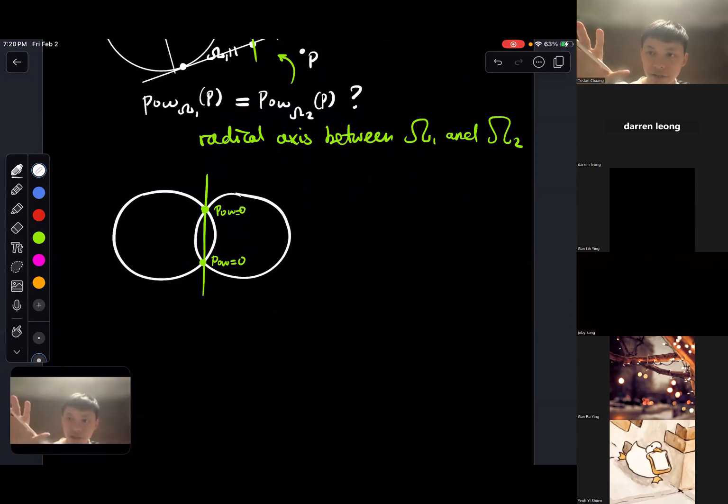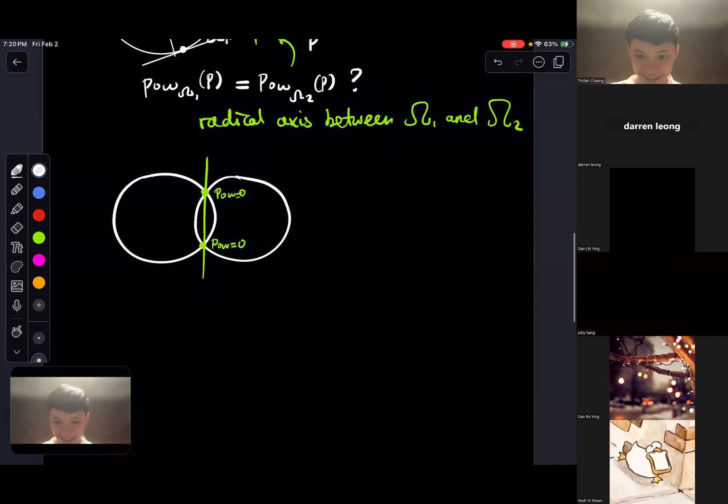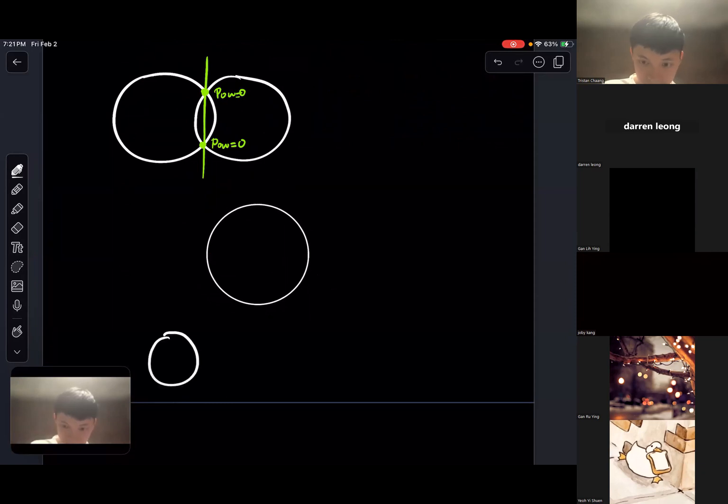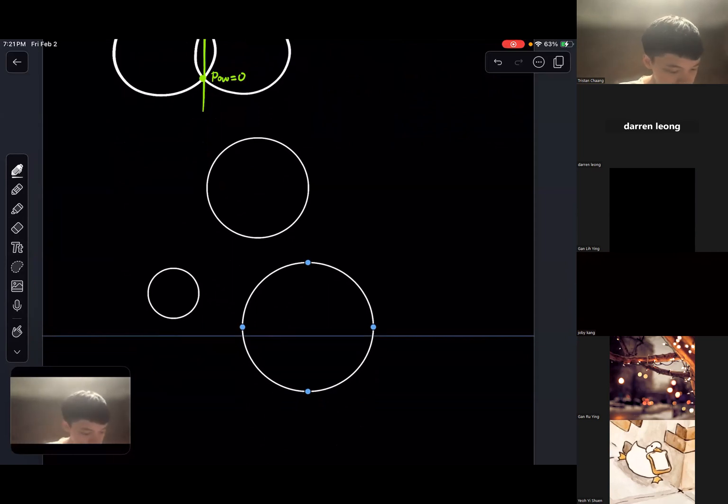Because when you have the degenerate case where the two circles are concentric, then the radical axis won't be defined. Ah, someone has a question. Take your time to type. Meanwhile, I'll draw the diagrams for the next part. Or I'll just continue first, and then when you send a question, I can come back to it.